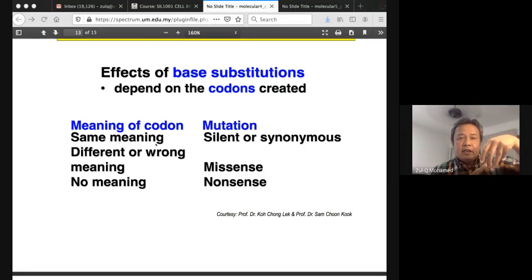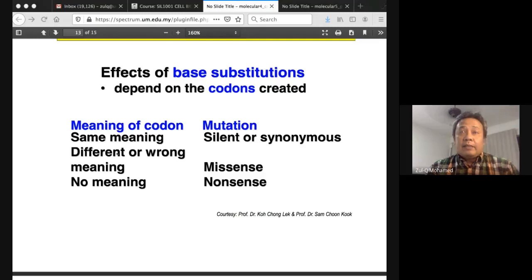CCA has the same meaning as CCC, and as CCG. So if you have a codon CCA and you change the last A to a G, you still get proline, correct? In that case it has the same meaning, a silent mutation. It's a mutation, but it's silent. Silent means it doesn't have an obvious effect.